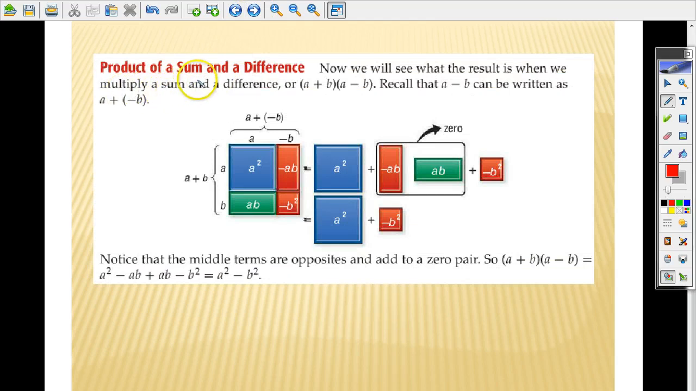Alright, product of a sum and a difference. Okay, now we will see what the result is when we multiply a sum and a difference, or you have a plus b times a minus b. Recall that a minus b can be written as a plus negative b. Alright, so when you have a plus negative b times a plus b, that becomes a squared, and you have negative ab and positive ab, which cancel each other out, and you have negative b squared. So in the end, what you really have left is a squared minus b squared.